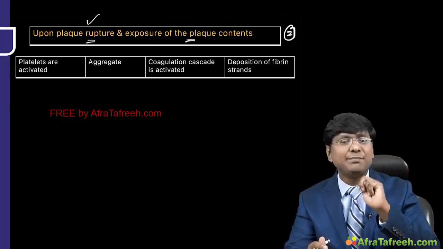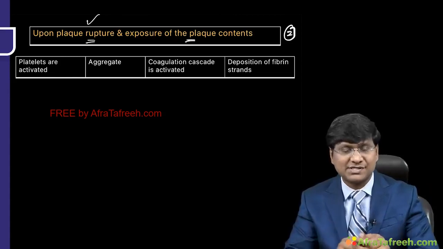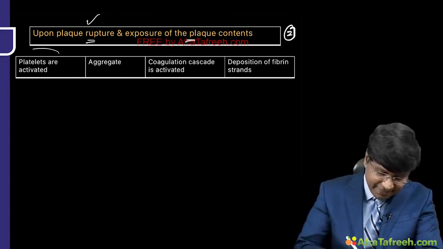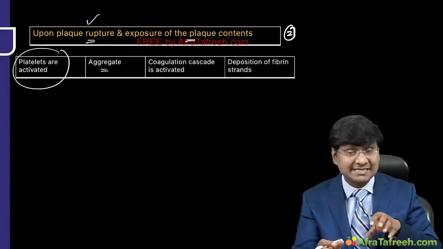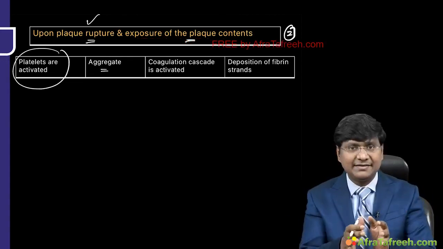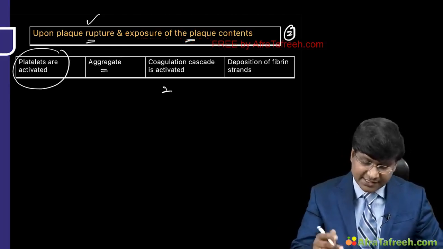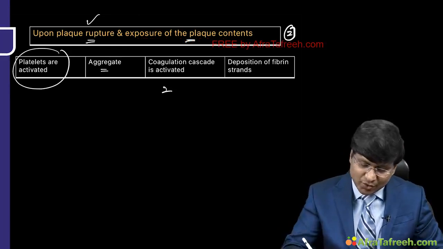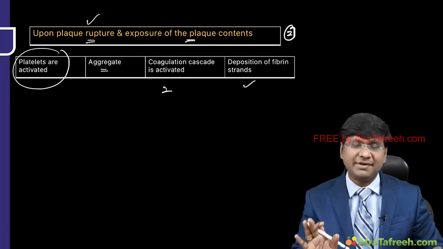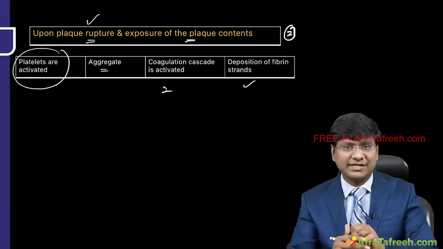What are those two important and interrelated processes? Number one, the platelets are activated and aggregated. The second important one is the coagulation cascade is activated, leading to the deposition of the fibrin strands. These are the two things.